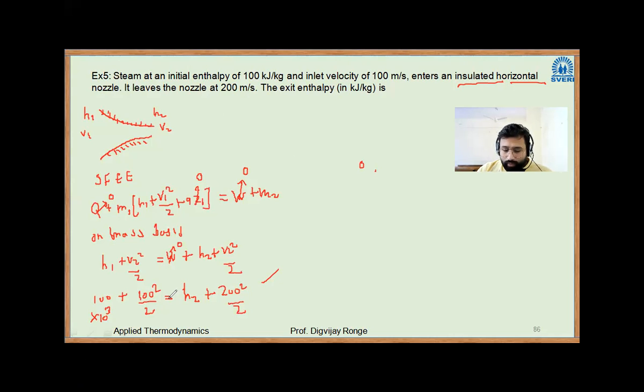So I will also calculate here: 100,000 plus 100 square divided by 2 minus 200 square divided by 2. So I will get 85,000. So this will be 85,000 joule per kilogram, or I can write 85 kilojoule per kg. So you can see the enthalpy is reduced, but there is increasing velocity.